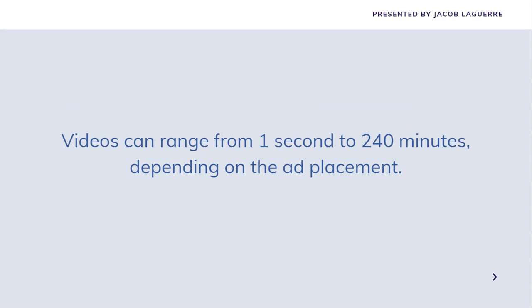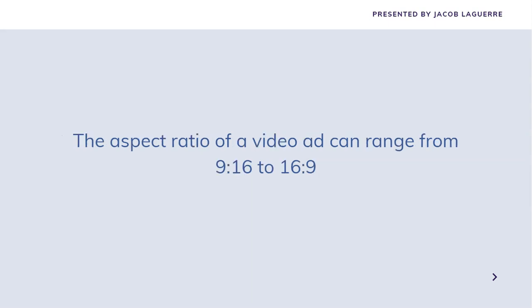Now with Facebook, a video can range anywhere from 1 second all the way up to 240 minutes, which is 4 hours, depending on the ad placement. So there's definitely a lot of room for creativity, although I wouldn't recommend creating an ad that's 4 hours long or an ad that's 1 second. You can't really communicate a lot of information, but somewhere in between, maybe a minute long or a few minutes, depending on the type of product that you're selling, may be a bit more up your alley.